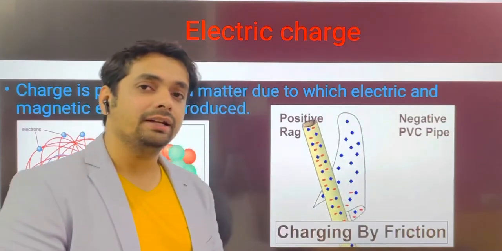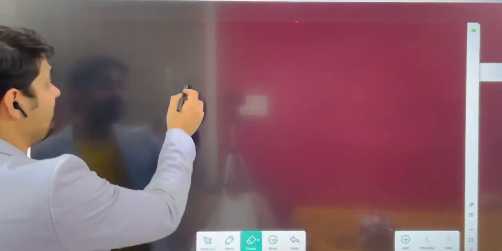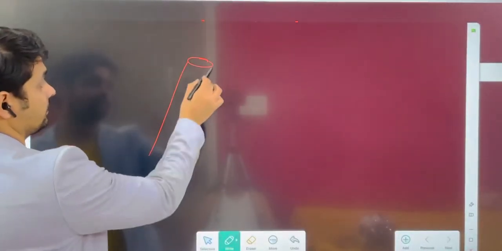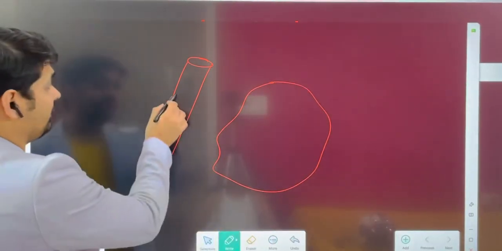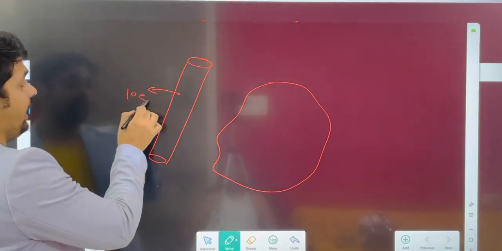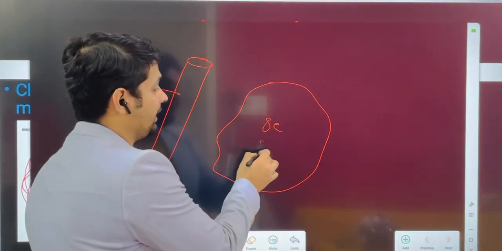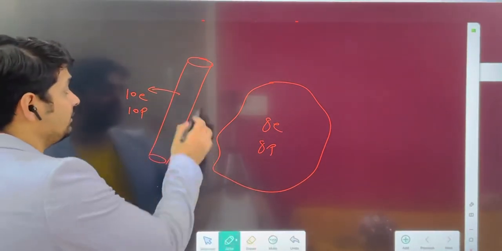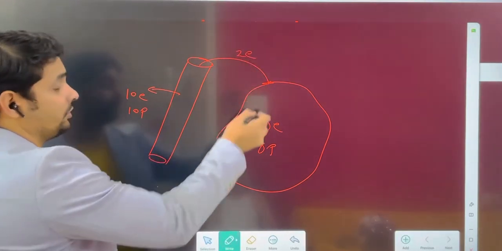So we will try to understand in more depth. Here I will tell you what is actually happening. I will take a rod and a cloth. Let us consider there are 10 electrons on this rod and 10 protons. In the same way, 8 electrons on this cloth and 8 protons. So initially both are neutral. But when I rub this rod and the cloth, then 2 electrons get transferred from the rod to the cloth.